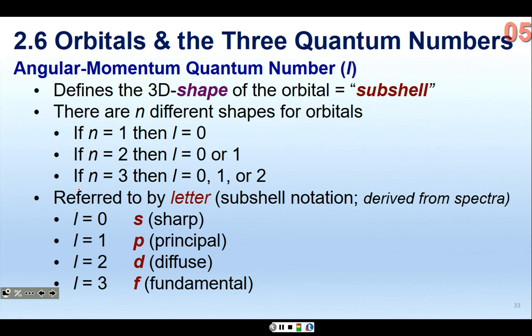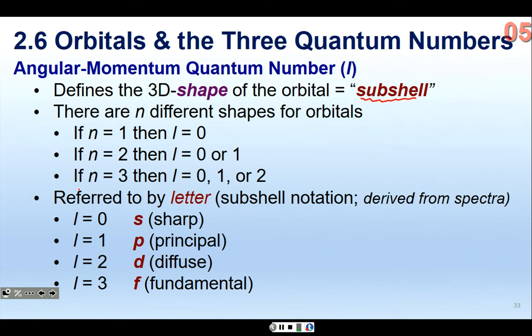The angular momentum quantum number is going to describe the shape of an orbital or its subshell. So there are going to be shells, then subshells. We'll gradually connect the quantum numbers and the shells and subshells as we work through this. The second of the set describes those subshells. There are going to be n different shapes for orbitals. If n is 1, there is only the one shape, where L equals 0.